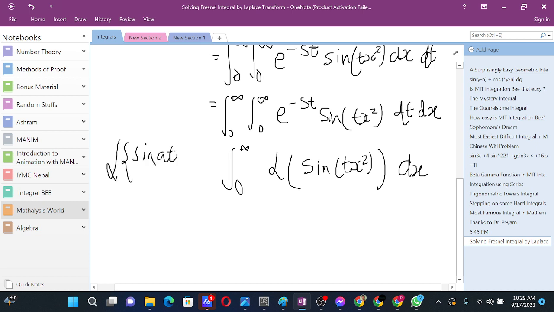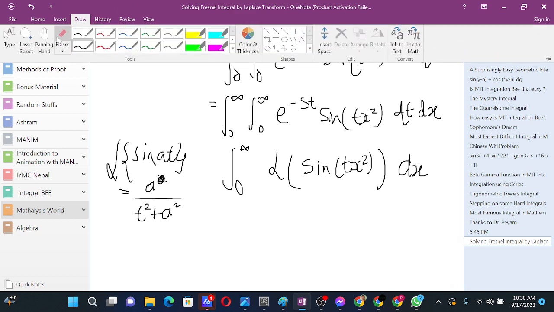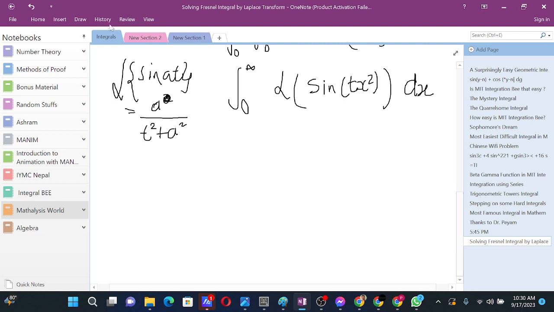So the Laplace transform of sine of at is just, sorry, not a square, just a by s square plus a square. If you want to derive this, it's not that hard. I can just show you a glimpse of how we can have it. This is just the integral from 0 to infinity of e to the power minus st sine of at dt.